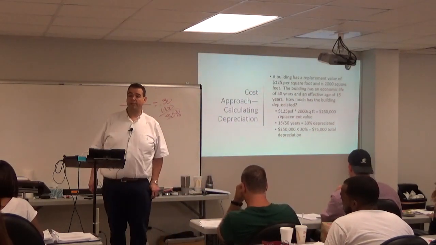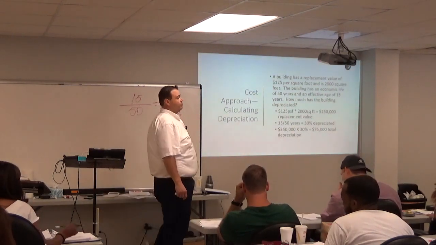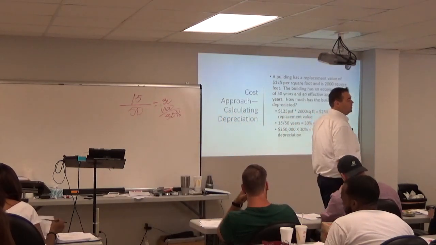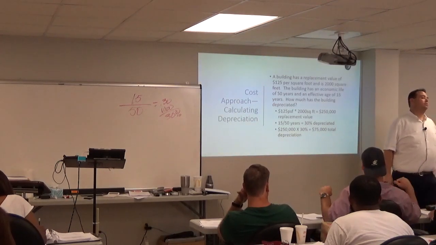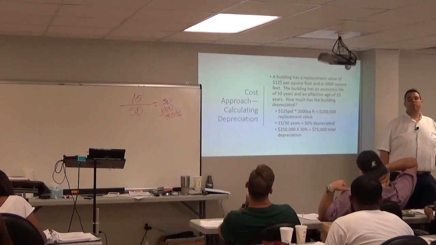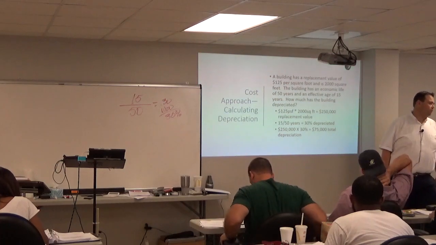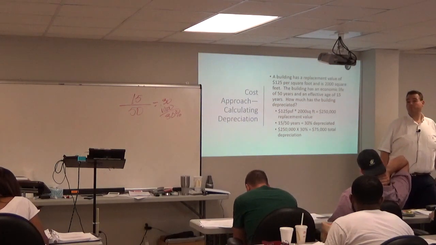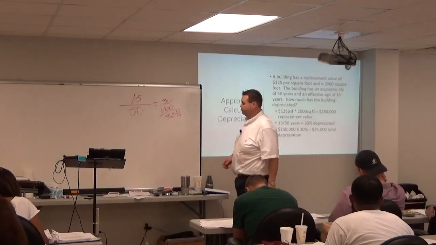Everybody following on that mindset? Now, the only way they can make this even the slightest bit tricky is if they tell you the actual age as well as the effective age. Do you care how old the building is? No. You care how old it what? Looks, which is its effective age. We do not care about the actual age. So if we said a 27-year-old building that has an effective age of 18 years, which number are you going to use? 18. Make sure of that, and you'll be okay.